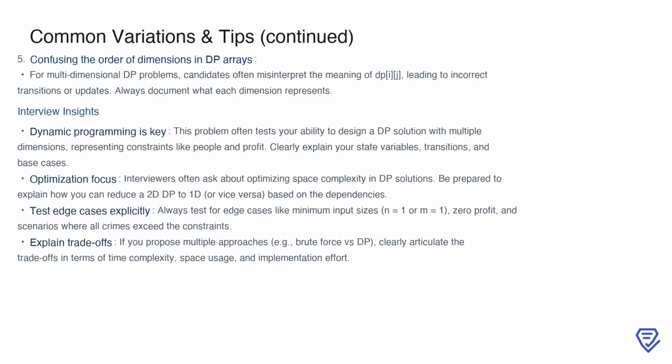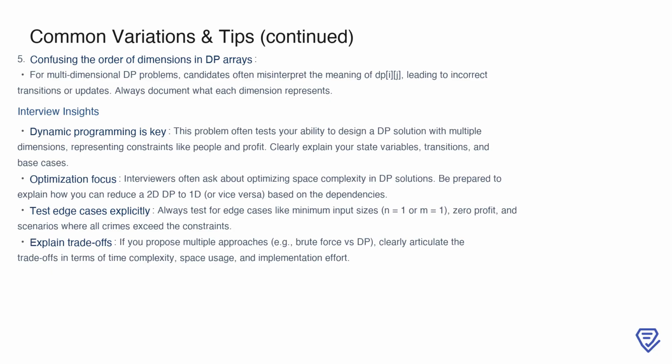Another common issue is confusing the order of dimensions in the DP array. For instance, in a multi-dimensional DP table, candidates may misinterpret what dp[i][j] represents, which can lead to errors in state transitions or updates. Always document the meaning of each dimension clearly to avoid such mistakes.